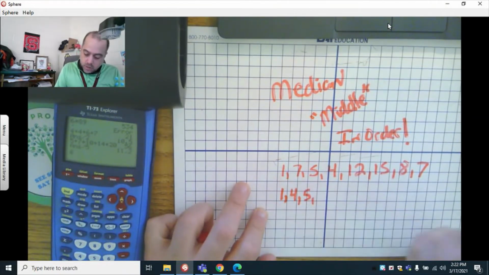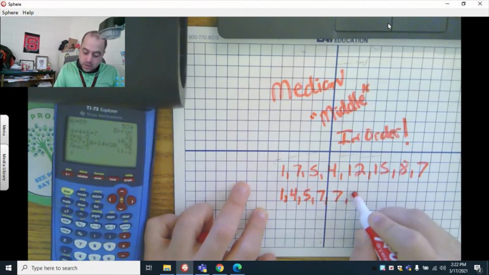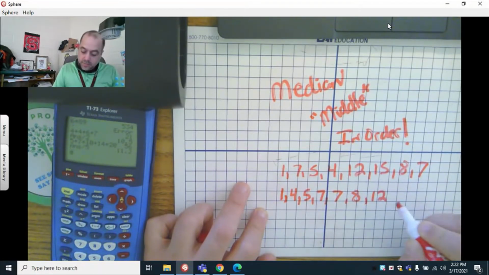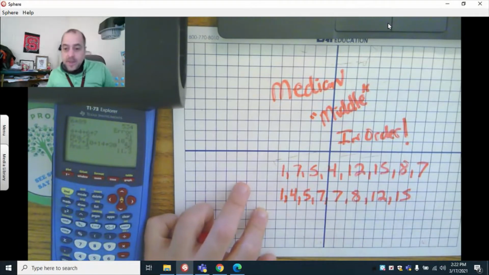5, 7. Don't forget, there's another 7. 8, 12, and 15. Did I do that right? There should be 8 numbers. 1, 2, 3, 4, 5, 6, 7, 8. Now let's find the one in the middle, okay?